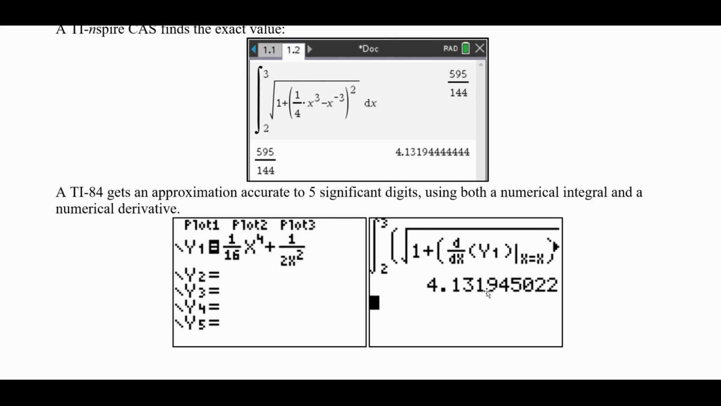It's accurate to five significant digits. 1, 2, 3, 4, 5. They both round off to a 9 right there. And it's almost right to the next digit. That's a 4, which is correct. That would actually round off to a 5 instead. So I would say this is a 5 significant digit approximation. Almost a 6 significant digit approximation. So pretty good, considering this way we didn't have to actually find any derivatives or integrals. The calculator did all the work for us.